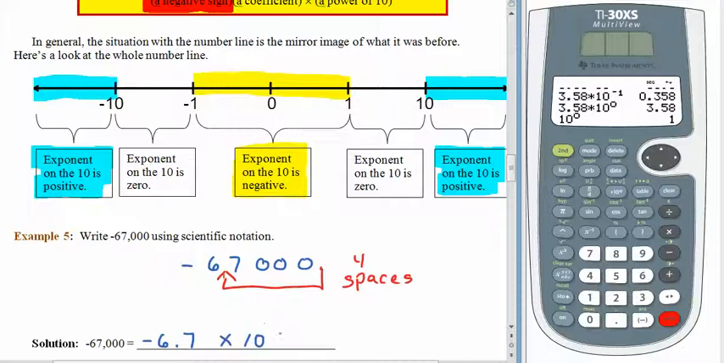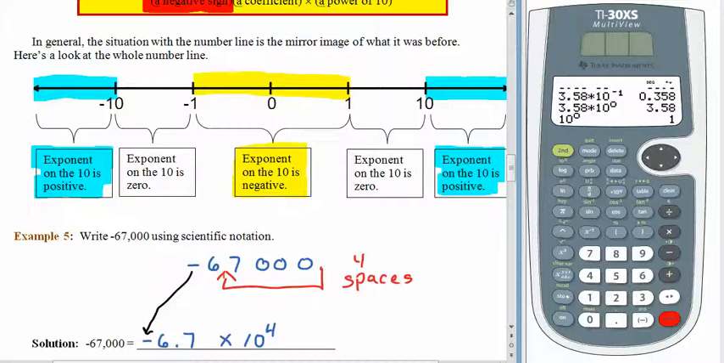Should this be a positive 4 or a negative 4? Well, if we were to pretend that negative wasn't there, I'll erase it for just a second, this would be really big. So we would expect the exponent to be positive. If we put the negative sign back in, nothing changes. This negative sign here is that negative sign there. Otherwise, it's exactly the same as if we had positive 67,000.